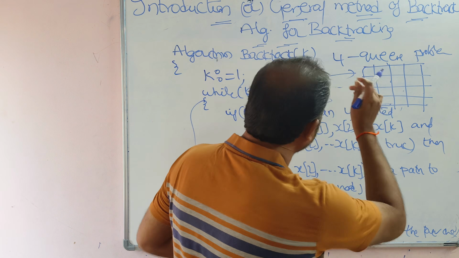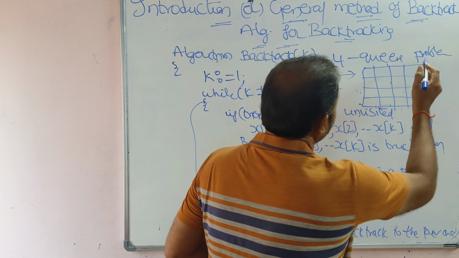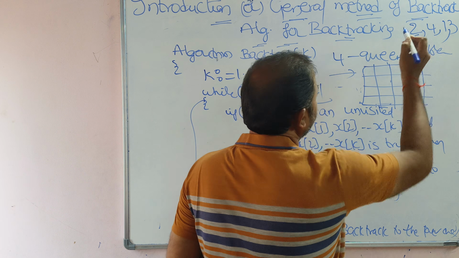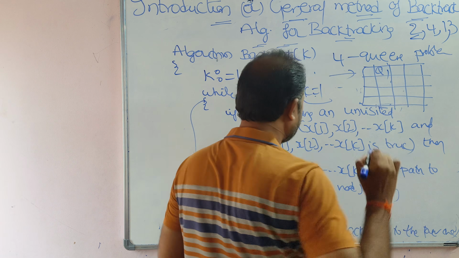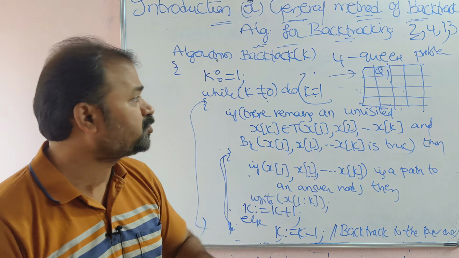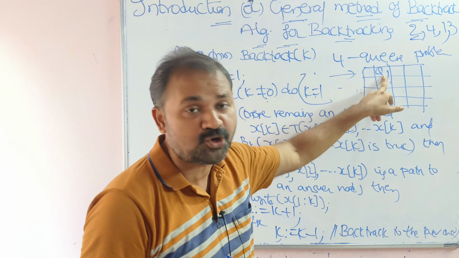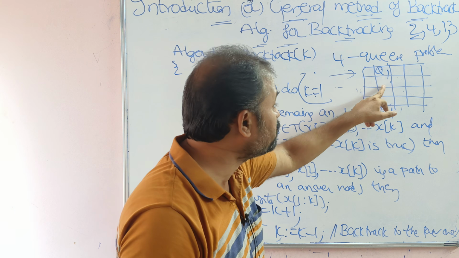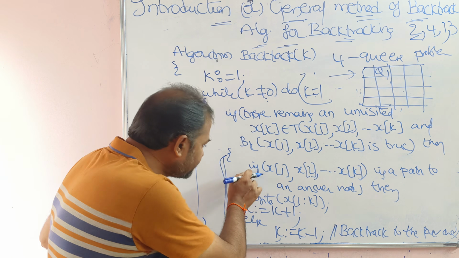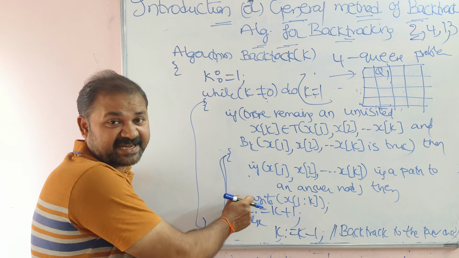So here what is the solution? We need to place queen 1 in the first row. We know the solution for the 4 queens problem is 2, 4, 1, 3. So queen 1 is placed in the second column. Next, if x1, x2, and so on up to xk is a path to the answer node. Is this an answer node? No. Why? Because we need to place 3 more queens on the chessboard. So this condition is false, and this write statement won't be executed.